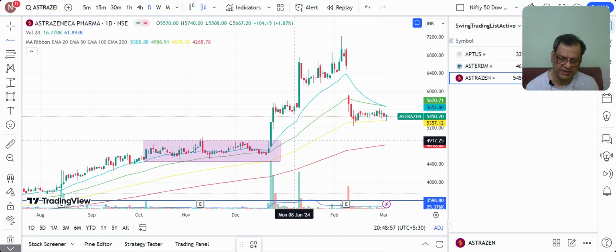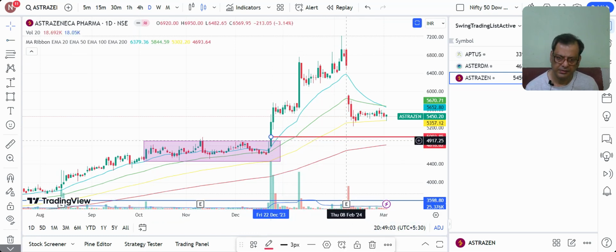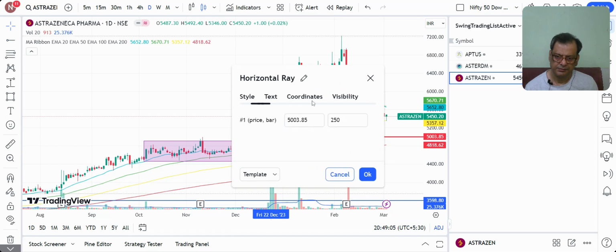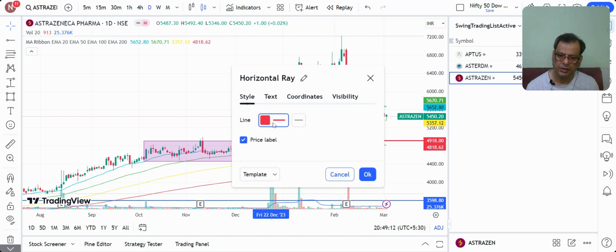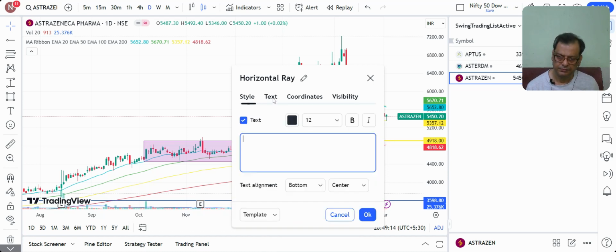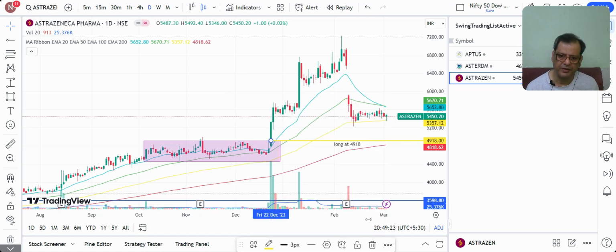This is 4917.25, the high. So I'll mark something like 4918. Then I write long at 4918. Giving it a buffer is up to you. If you want to give less buffer, you can; if you want to give more buffer, you can. You don't want to miss the ride.